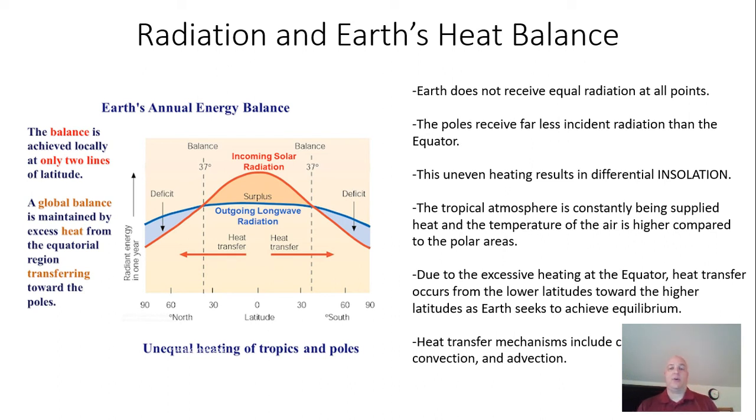Additionally, we talk about heat transfer mechanisms. We already talked about radiation and the importance of radiation in the Earth's temperature. But there are other mechanisms for heat transfer, which include conduction, which is heating by direct contact. This typically occurs in a very thin layer near the Earth's surface.